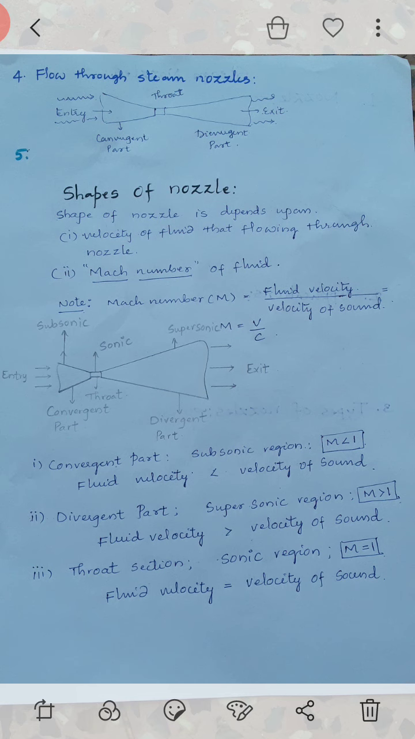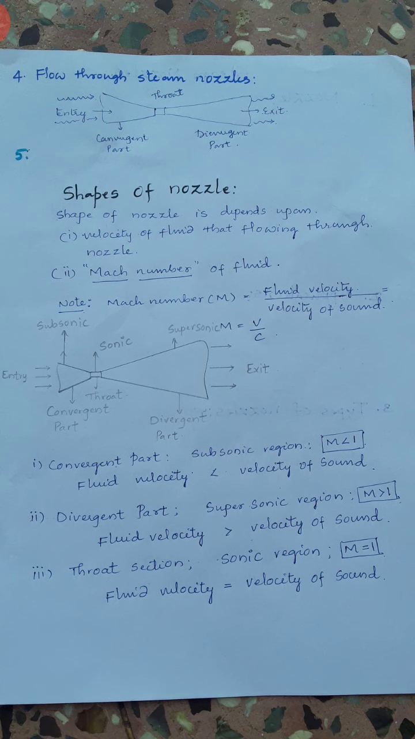The next topic is shape of the nozzle. The shape of the nozzle is a very important topic regarding steam nozzles, which depends upon the velocity of the fluid flowing through the nozzle and the Mach number of the fluid. Before dealing with these parameters, first we have to understand what this Mach number is. The Mach number is defined as the ratio of fluid velocity to velocity of sound, given by M equals V by C, where V is the fluid velocity and C is the velocity of sound.